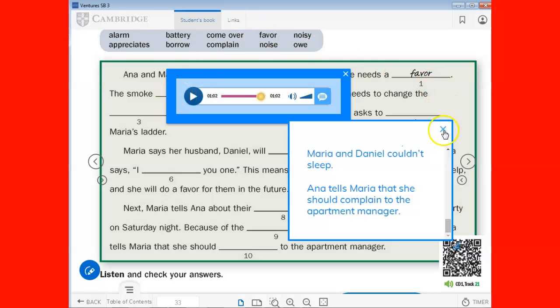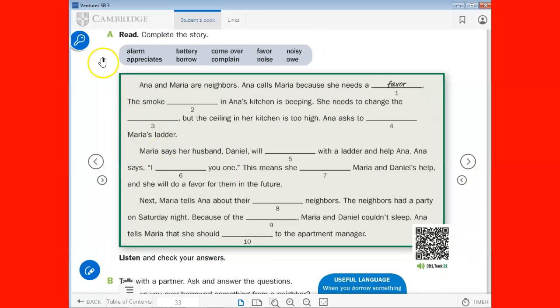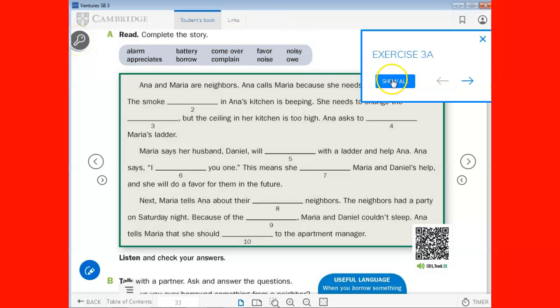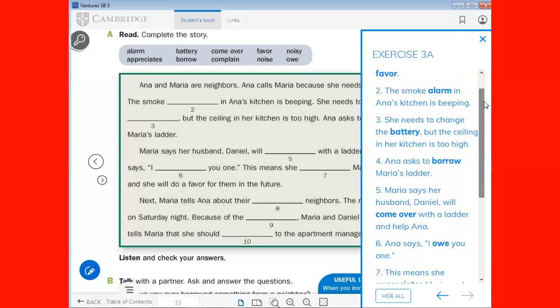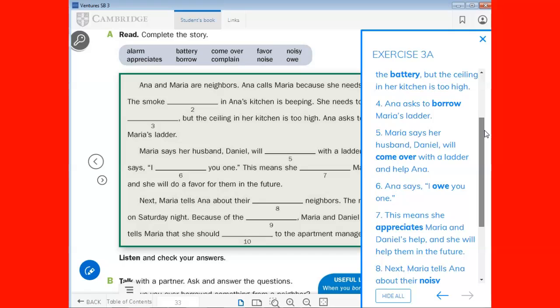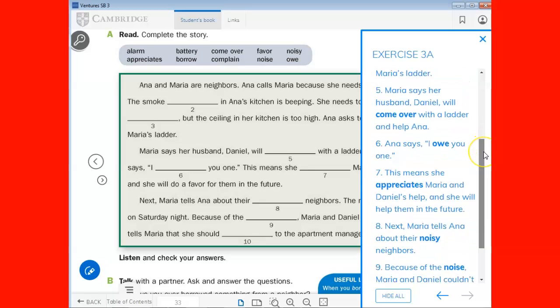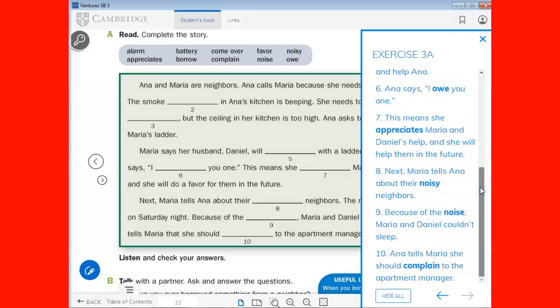Okay. Now I'm just going to give you the answers, okay? So you can double check and just make sure you have all the right answers. So here's the answers. Number 1, favor. Number 2, alarm. Number 3, battery. Number 4, borrow. Number 5, come over. Number 6, owe. Number 7, appreciates. Number 8, noisy. Number 9, noise. And number 10, complain. Good.